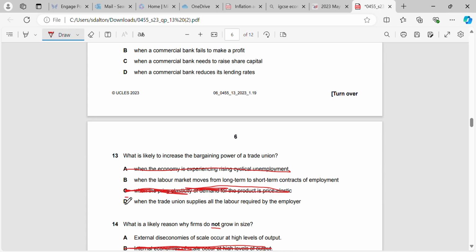What will, however, is if the trade union supplies all the labour. In this case, that's because the employer here is going to be heavily relying on this trade union. As the trade union is supplying their labour, they're going to rely on them to basically give their workers for the jobs. So that might allow the trade union to negotiate better deals for their employees. And when the labour market moves from long-term to short-term contracts, it's possible in certain circumstances that may actually allow bargaining power to increase, but it's very unlikely.